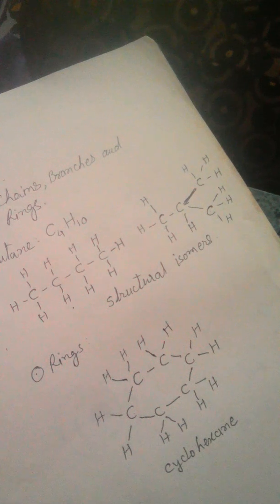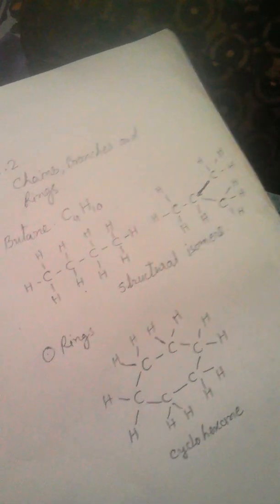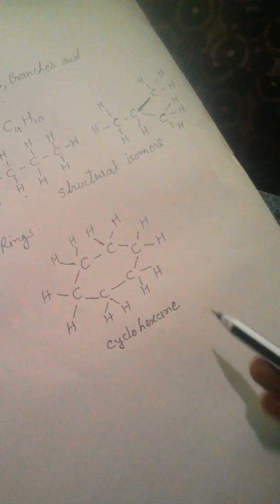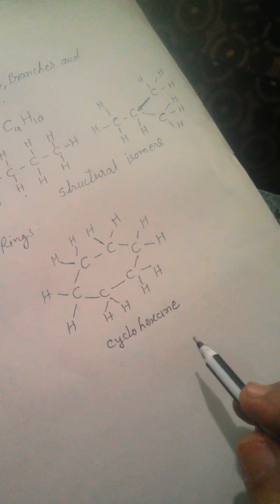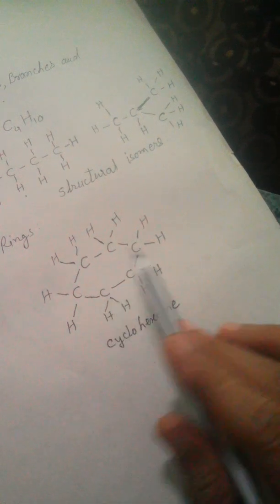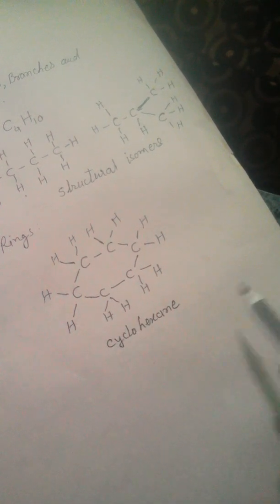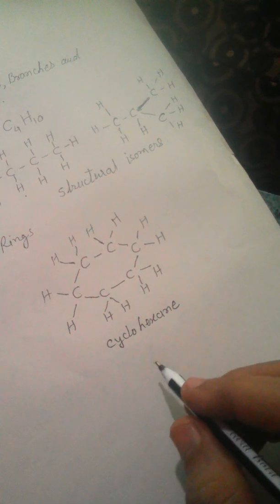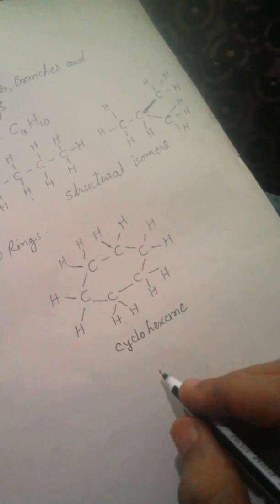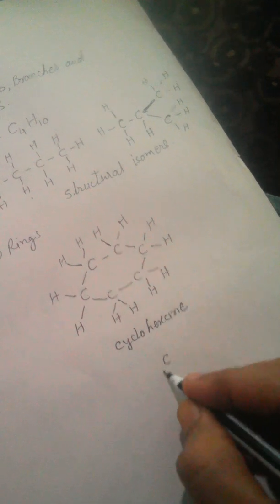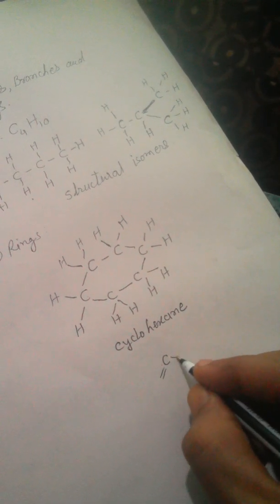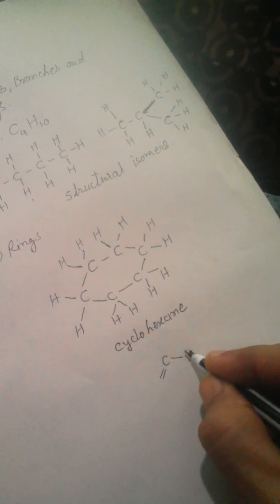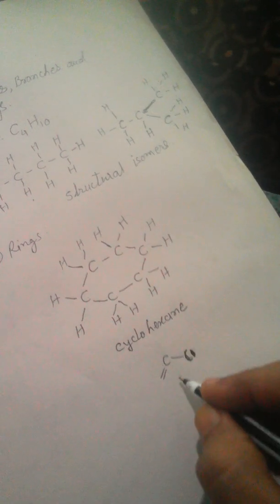Another structure which is very important and fundamental, with six carbon atoms but an unsaturated structure, is called benzene, in which you can see there are single bonds as well as double bonds between the successive carbon atoms.